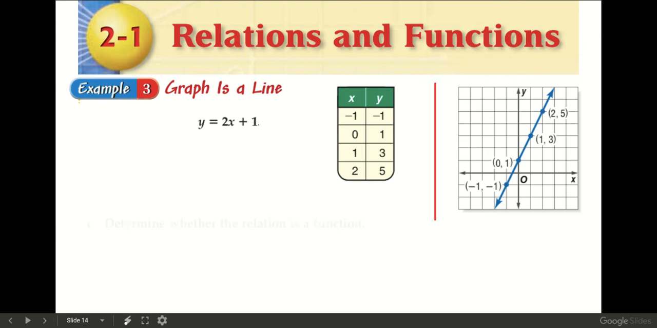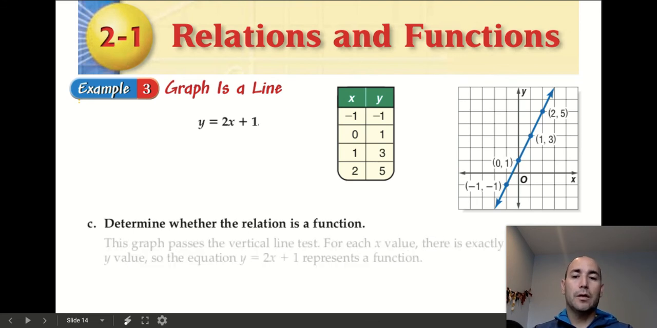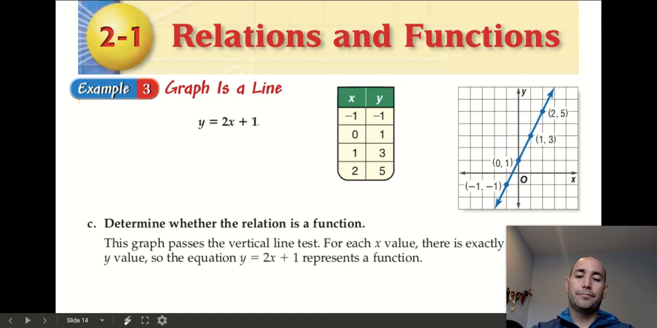And then the next part is, can we determine if this relation is a function? Well, we can easily do the vertical line test because I have a graph in front of me. You could take your pencil or your pen and just run it across your graph. You can see that it only ever touches the graph one time and never touches it two or more times. So it would pass the vertical line test. This would tell me that, yes, this is a function.